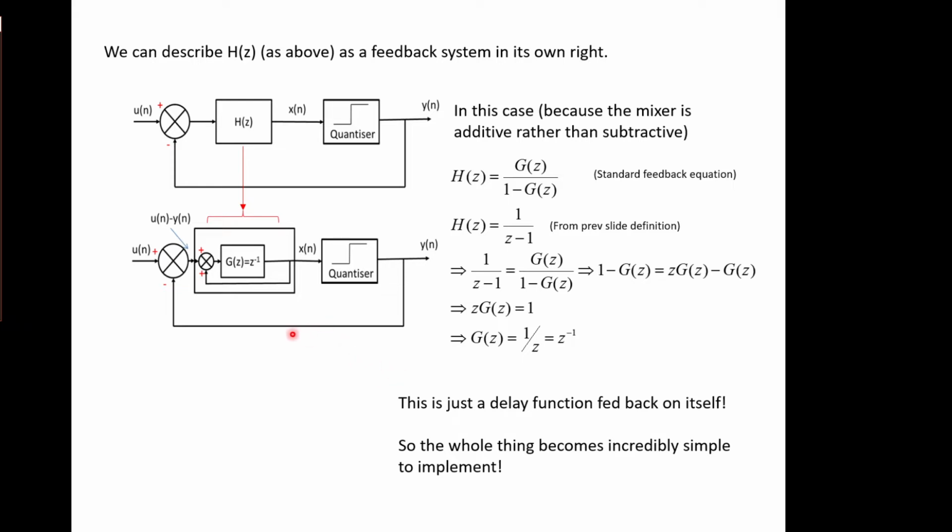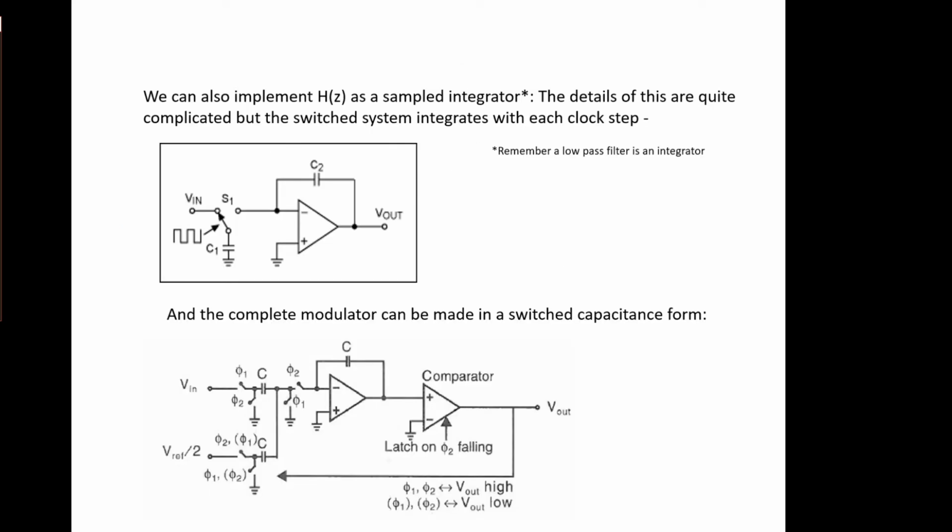So the whole loop just becomes a feedback, a digital delay function, with that fed back onto itself and put through, and then the quantizer just looks at it and feeds that back on itself as well. So the system becomes quite simple in that respect, but complicated in its concept.